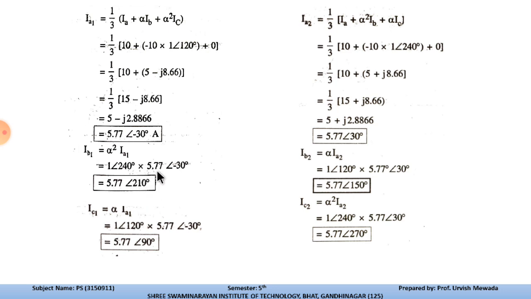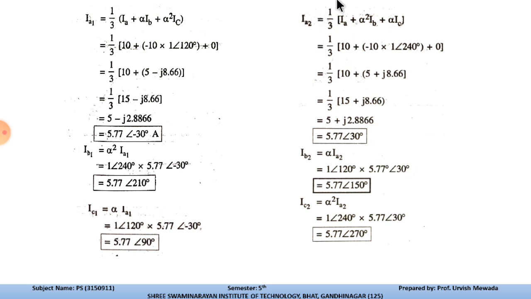And IC1 is alpha IA1. So alpha is 1 at angle 120, and IA1 that we have derived is 5.77 at angle minus 30 degree, so it is 5.77 at angle 90 degree. So this is the value of IC1. Now let us calculate the value of IA2.